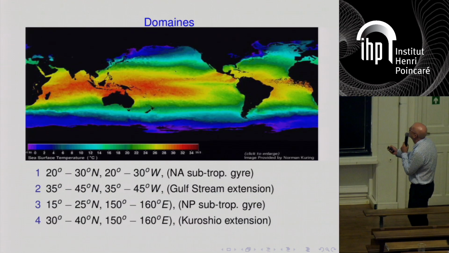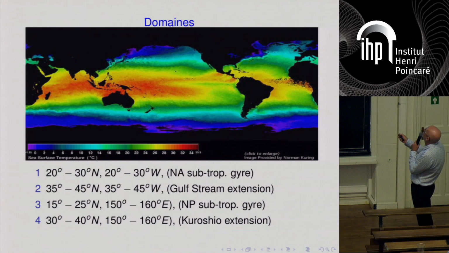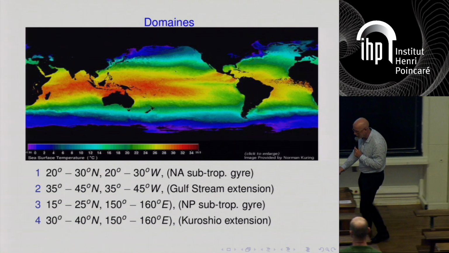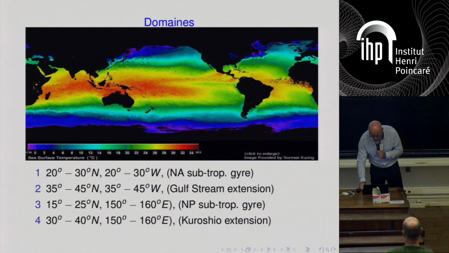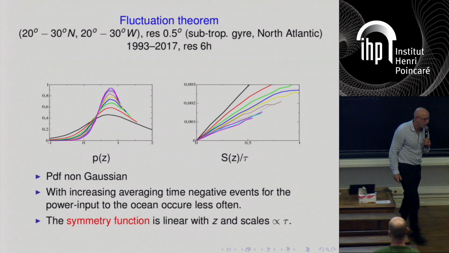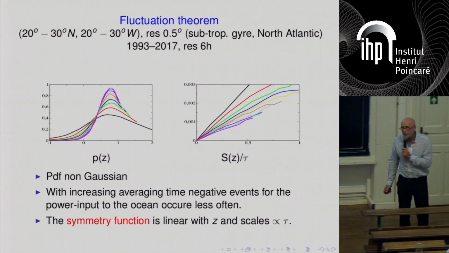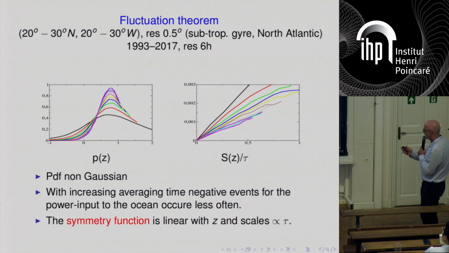I consider it for 4 regions. One is the North Atlantic subtropical gyre, which is 10 degrees to 13 degrees north, and then the extension of the Gulf Stream. And I do the same thing for the Pacific to see if there is some symmetry: the Kuroshio extension and the subtropical gyre in the Pacific. And the data which I have here is for the subtropical gyre in the North Atlantic.